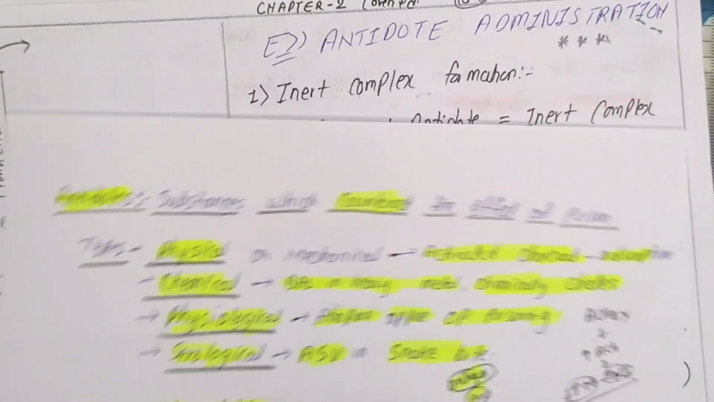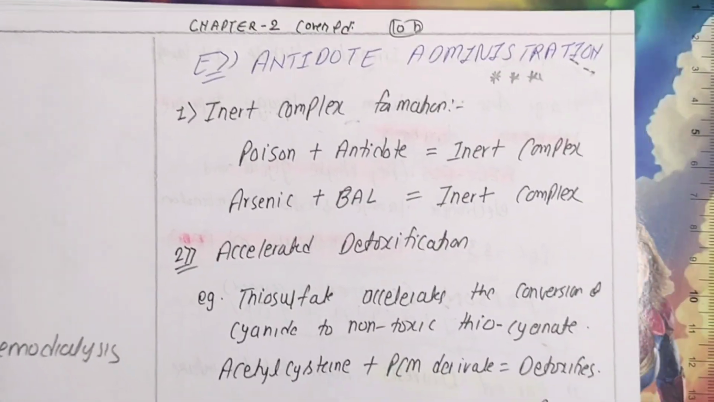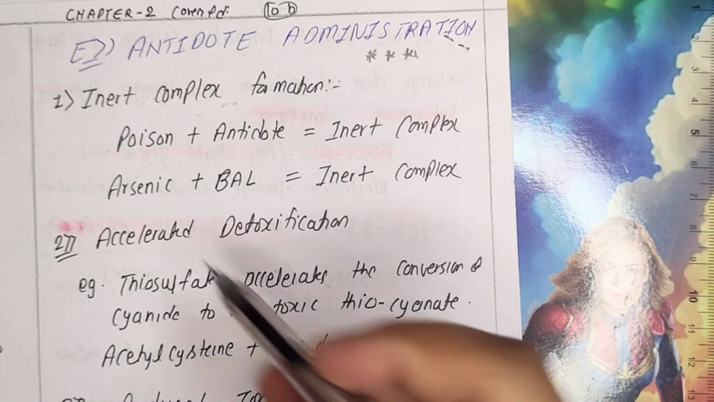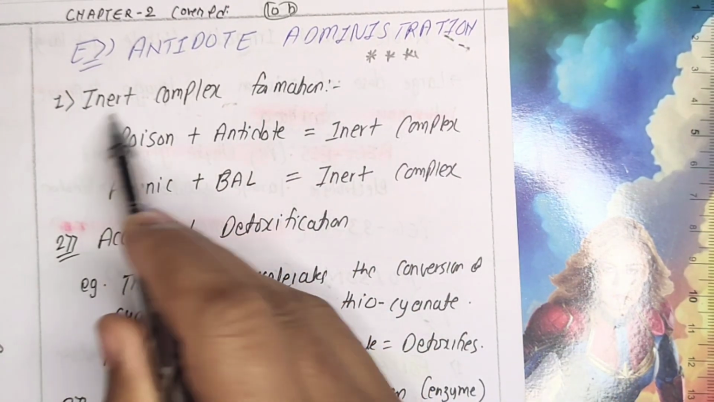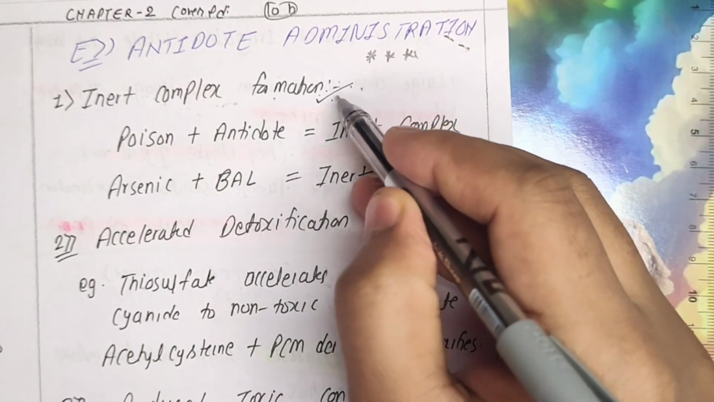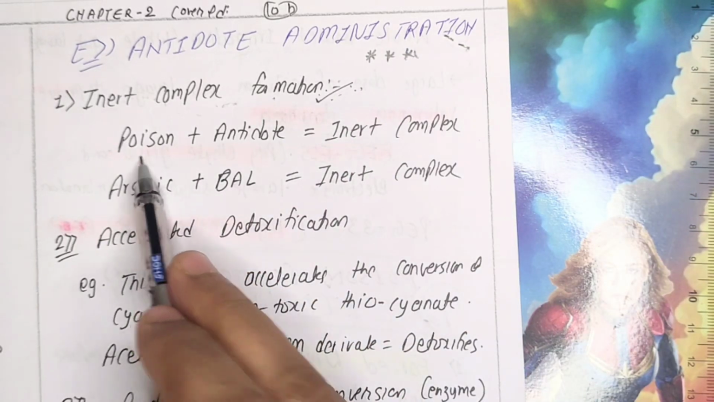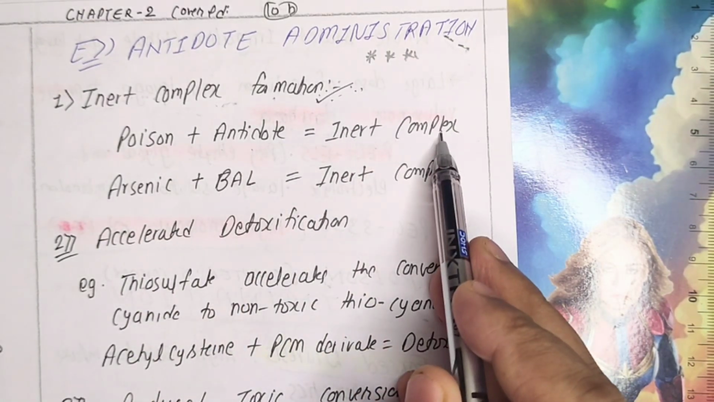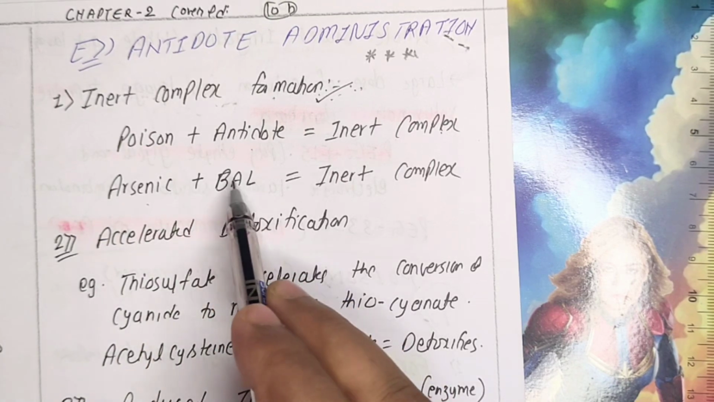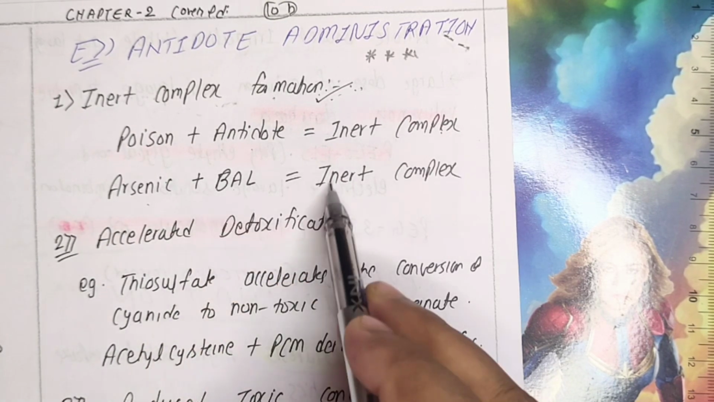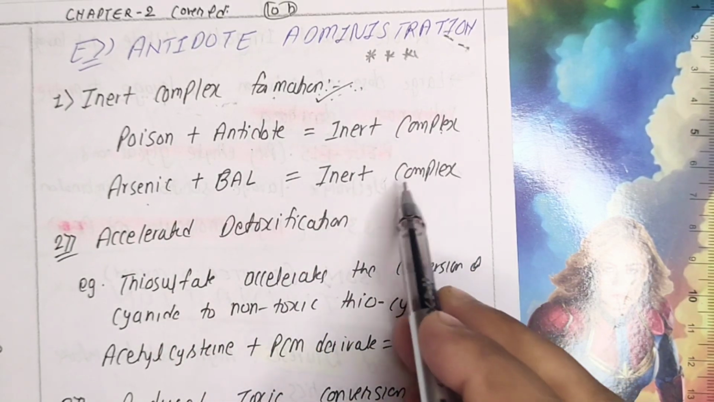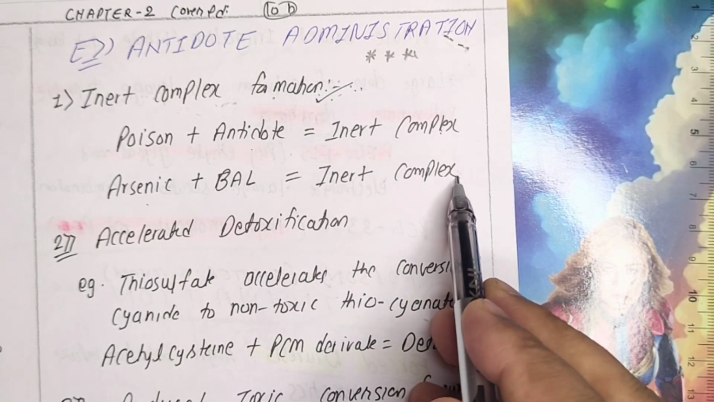Now let's see how these antidotes work. The first mechanism is inert complex formation. Once we give the antidote, it goes and forms an inert complex with the poison. For example, arsenic is a heavy metal. British anti-lewisite will go to the arsenic, bind it and make a chelation compound that is inert in nature. Inert means it will not have any harmful effect on our body.